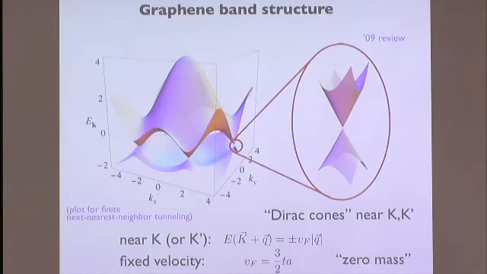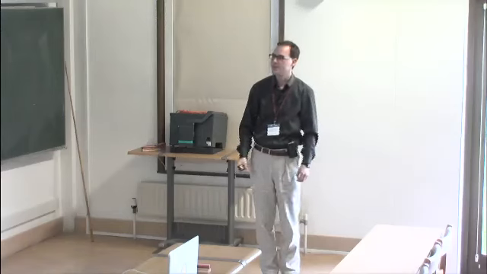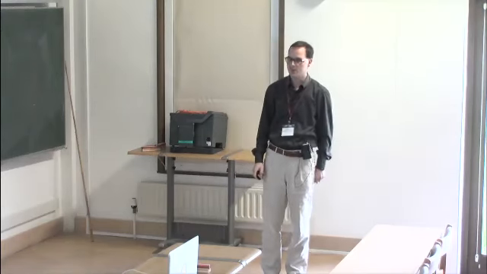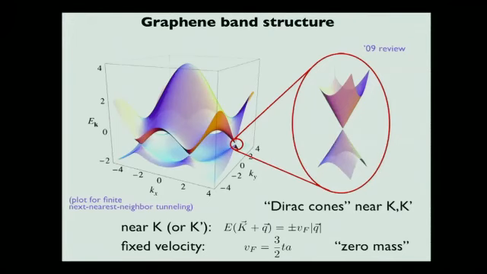And the way they touch is also very interesting. If we zoom in, we see that they touch in the form of 2 cones whose tips coincide. So these are called Dirac cones because they correspond to what you would expect for the spectrum of a Dirac operator with 0 mass.